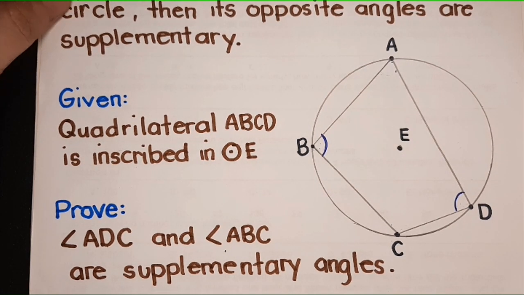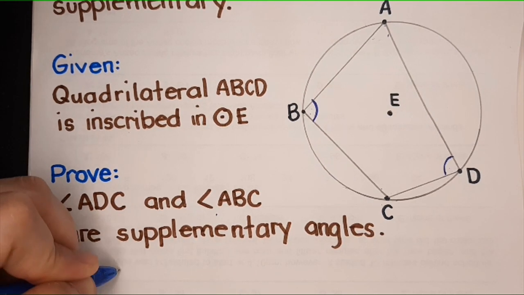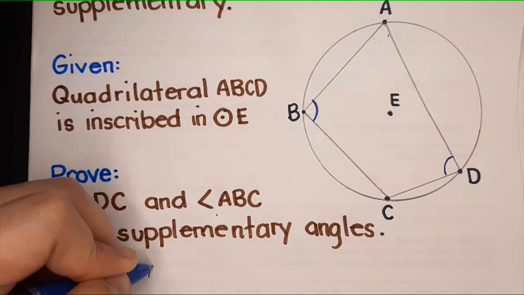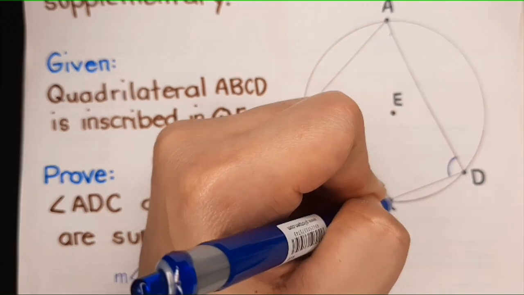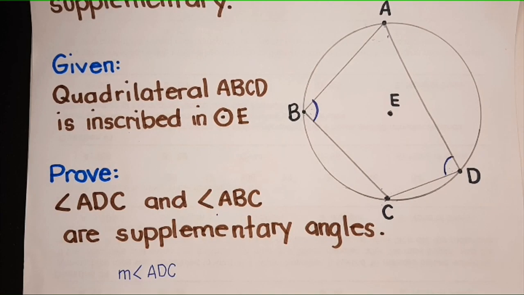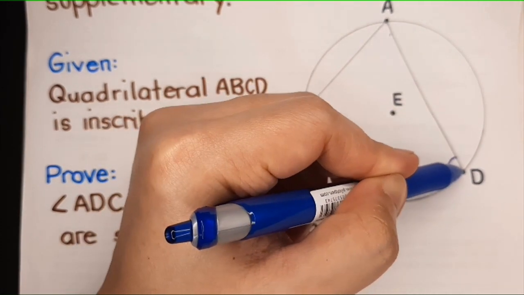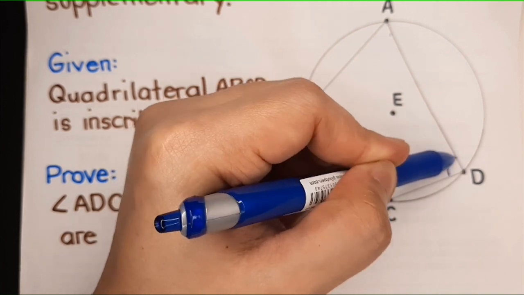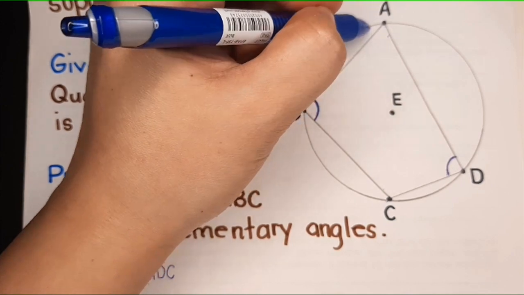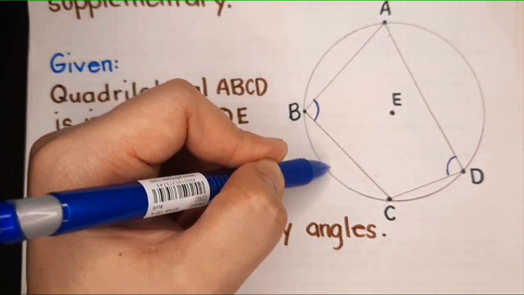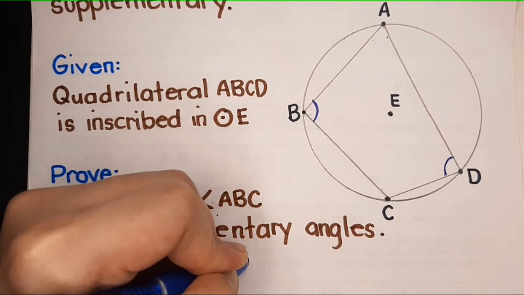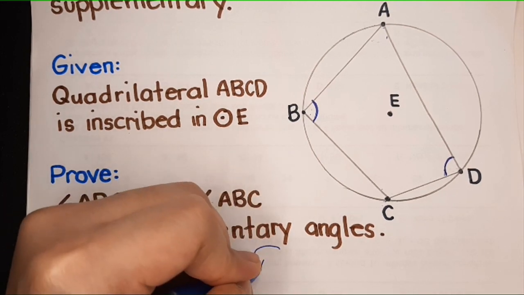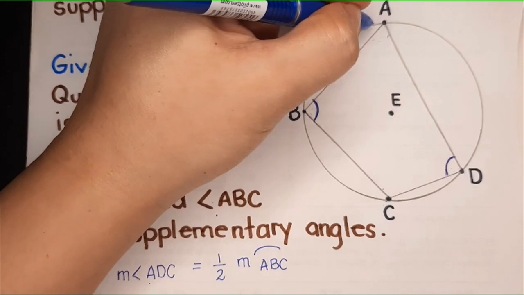Okay, let's prove it. So, let's start with getting the measure of angle ADC. Again, where is that? Here. ADC. So, obviously, angle ADC is an inscribed angle. Ito. It's an inscribed angle. The vertex lies on the circle. So, ibig sabihin, the measure of this angle is equal to 1/2 of its intercepted arc. So, ito yung intercepted arc ni angle ADC. So, this one is equal to 1/2 of the measure of arc ABC. Itong arc na to.